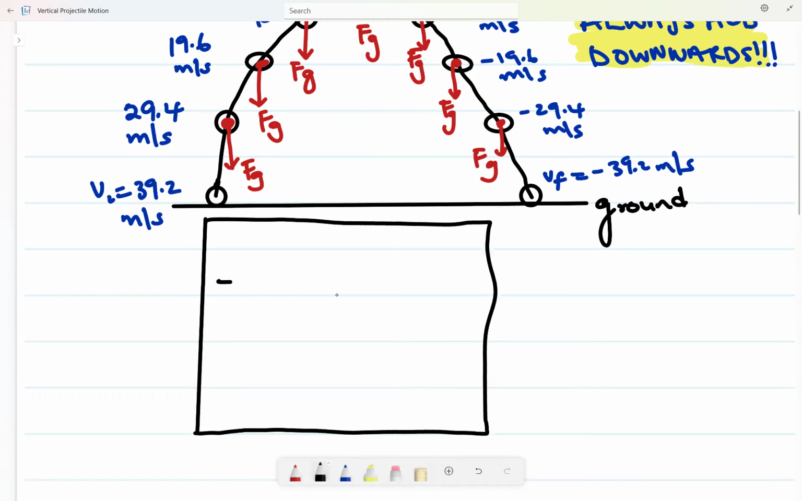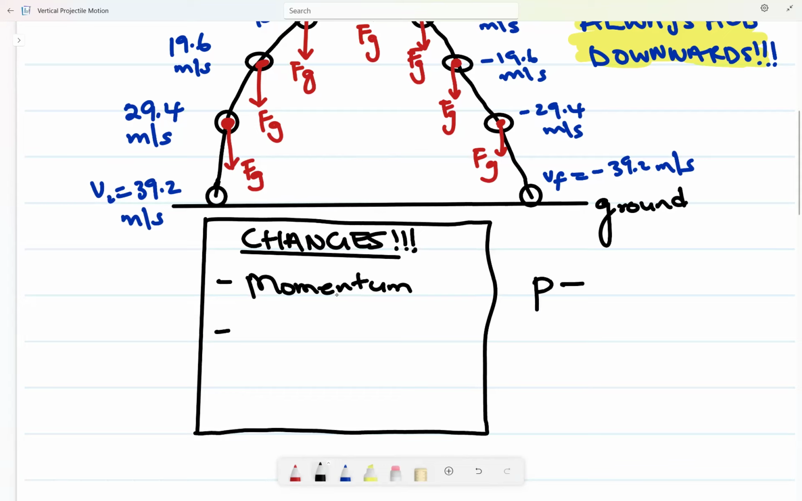The first one, momentum. Momentum changes during motion. Why? Because now the velocity changes. So remember, if the velocity changes, the momentum also changes.